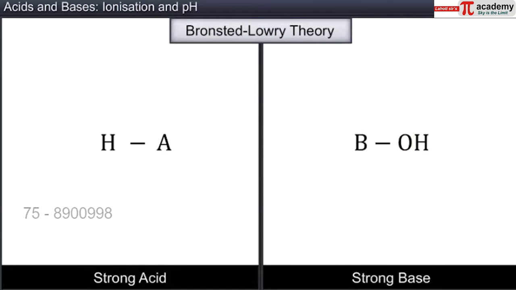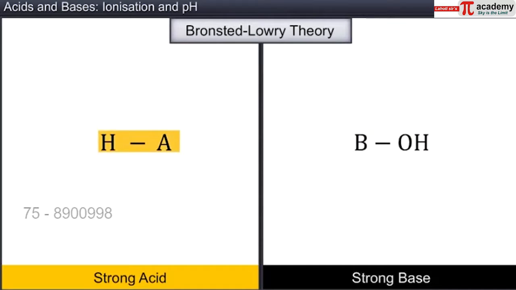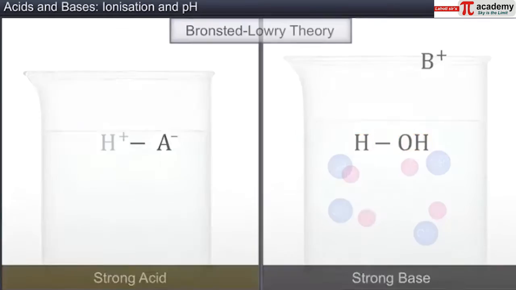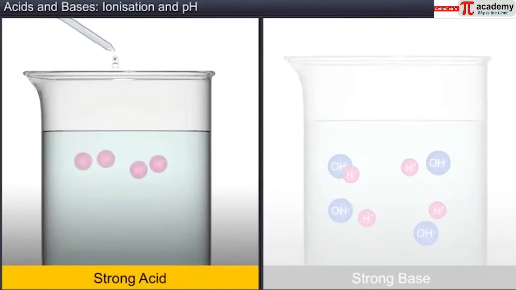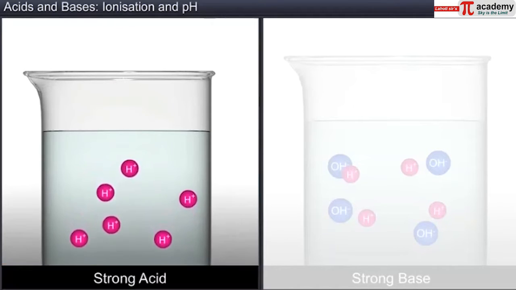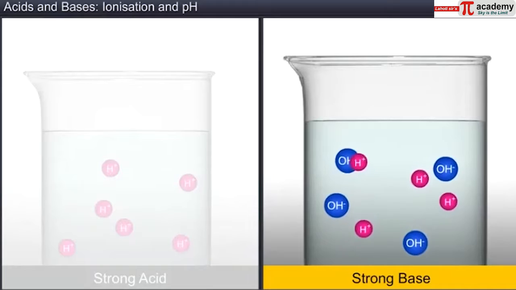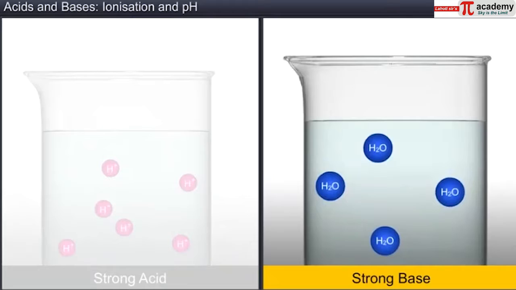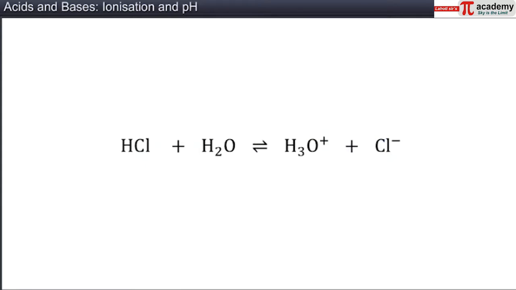In terms of the Bronsted-Lowry theory, a strong acid is one that readily donates the proton, while a strong base is one that readily accepts a proton. The greater the tendency of an acid to donate protons, the stronger it is. Similarly, the higher the tendency of a base to accept protons, the stronger it is. To understand the statement better, consider the ionization of HCl in water.